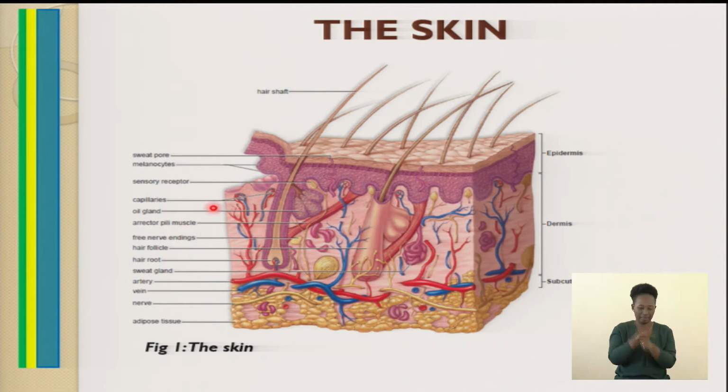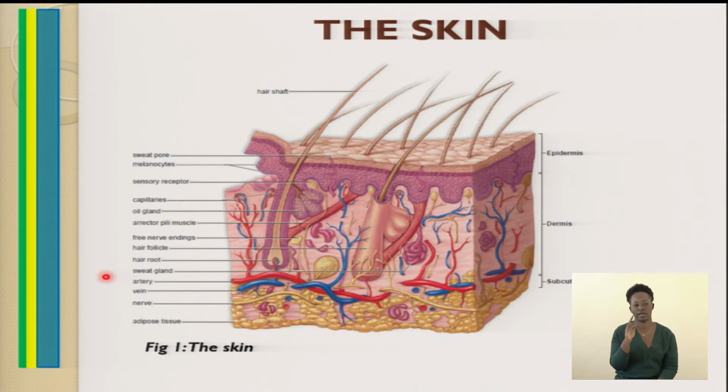Starting from capillaries, oil gland, erectile pili muscles, free nerve endings, hair follicles, and hair root, these are found in the dermis. So the parts that are found in the epidermis are these three: we start from the sweat pore, we have melanocytes, and we have the sensory receptors. And starting from here, the other parts are found in the dermis.